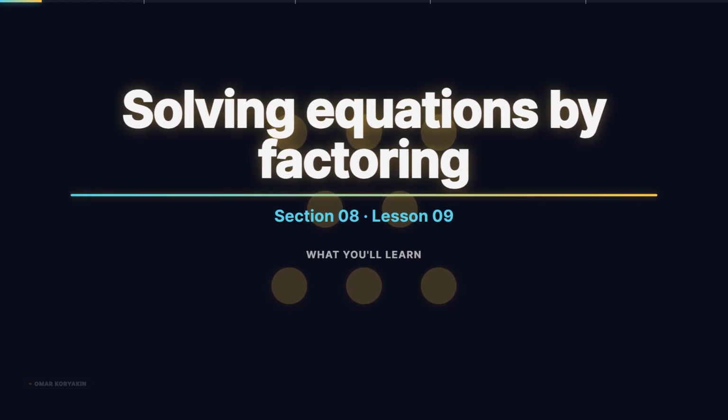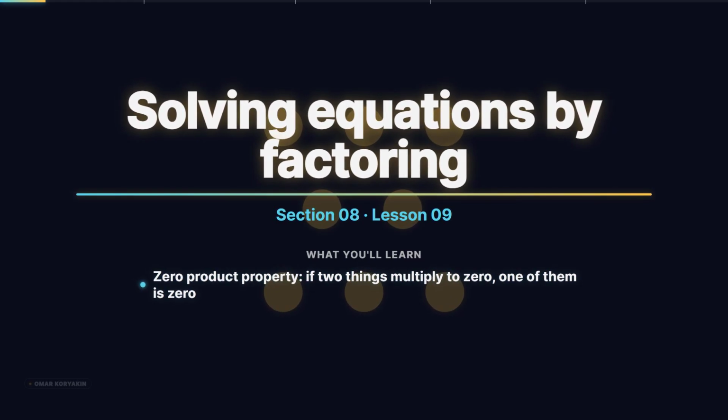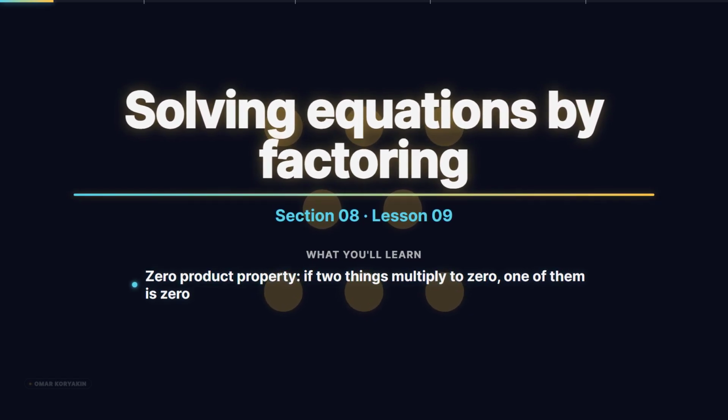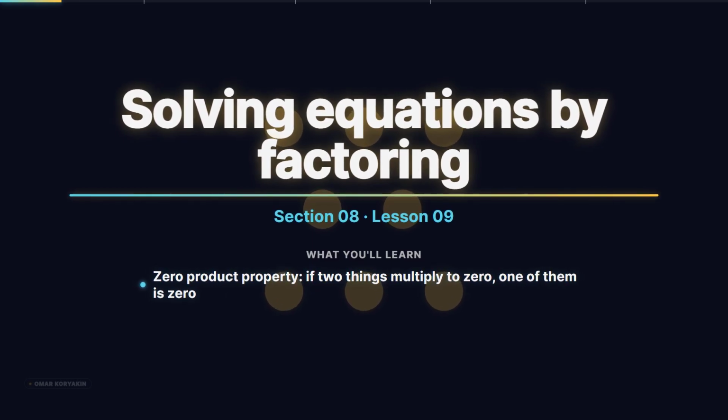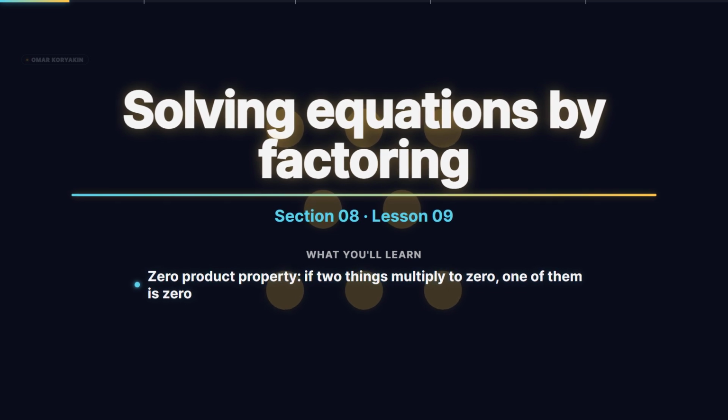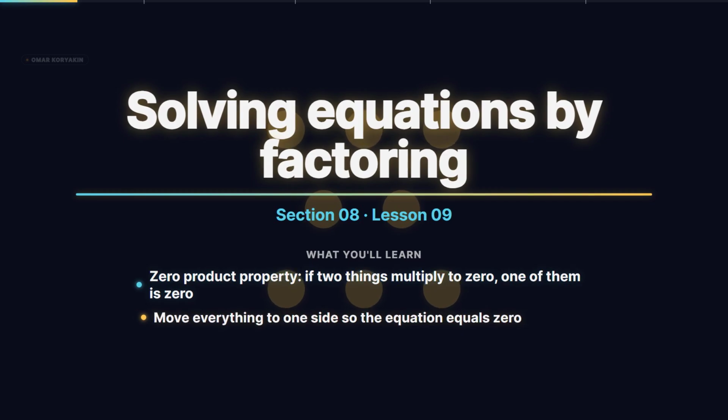The zero product property says that if two quantities multiply to zero, then at least one of them must be zero. This is not true for any other right-hand side. If the product is 6, neither factor has a fixed value. But 0 is special, and that specialness drives every equation we will solve today.